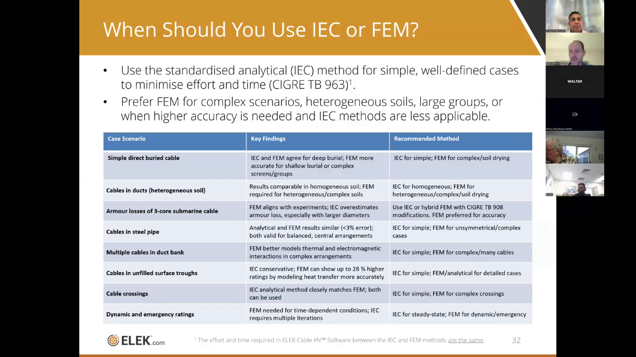You'll need to incorporate the TB908 calculations in both your IEC and FEM calcs. Steel pipes, I don't think there's any difference. Multiple cables in duct bank, FEM better models mutual heating and electromagnetic interactions for complex arrangements. So again, for complex installations, you will have to use FEM. It's highly recommended that you do, but don't expect better results or higher cable ampacity. So I highly recommend that you take a screenshot of this slide for your future reference.